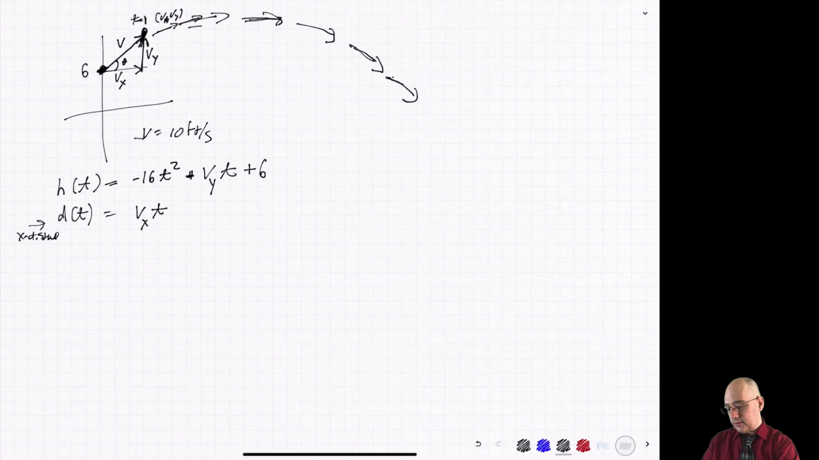Given V and this angle, there are functions that will tell you what Vx and Vy are, namely sine and cosine. These are trigonometric functions. We're not going to do that right now. Instead, we're just going to use GeoGebra in a circle to kind of control this picture. But now, what might we want to care about?